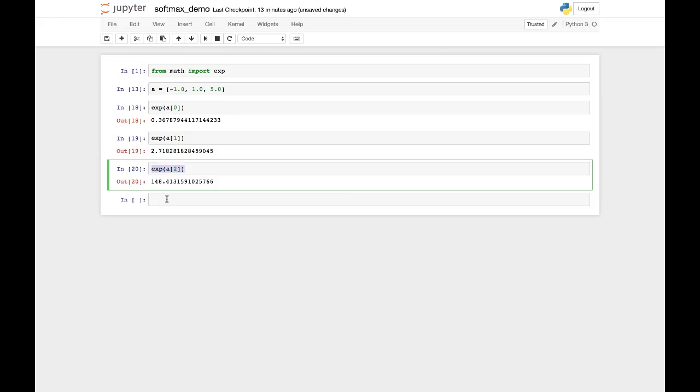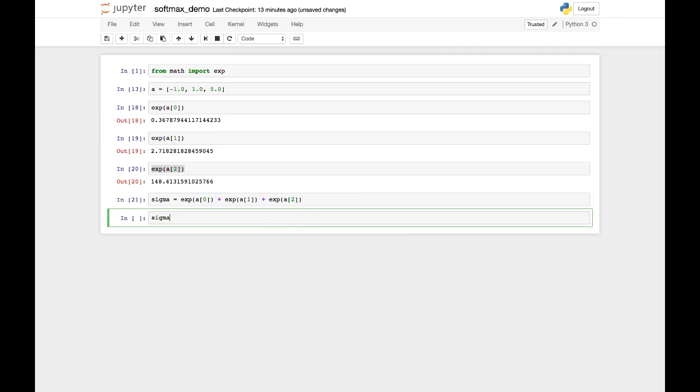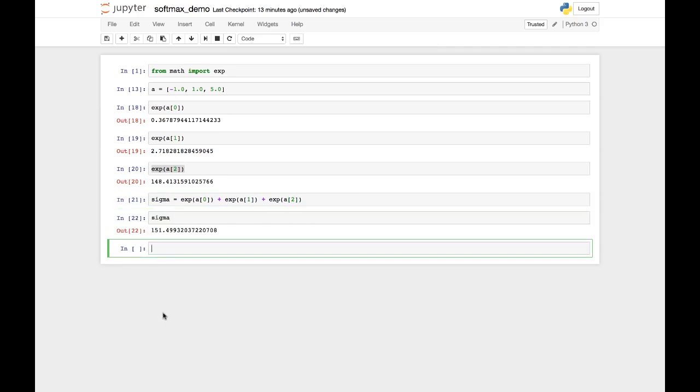Now, what the denominator of the softmax function does is it's simply saying, well, what is the sum of all these values? So what's the sum of its guess for the 3 classes? And its sum is 151. So then we have kind of a probability.